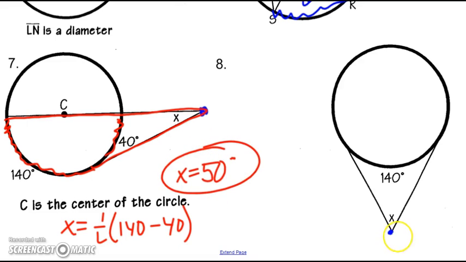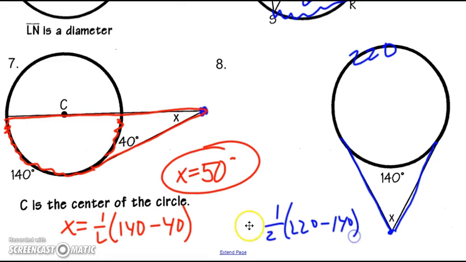Similarly, in number 8, this is the vertex outside the circle. And because it's a tangent, we know that with the one arc of 140, we can find out that the rest of the arc is 220. So we find out that half of 220 minus 140 is equal to x. We find out that this angle is equal to 40 degrees.